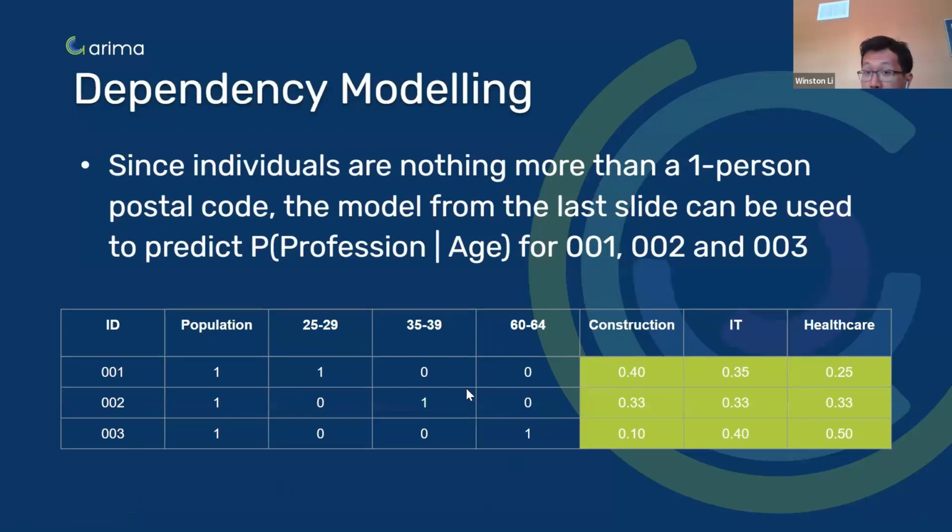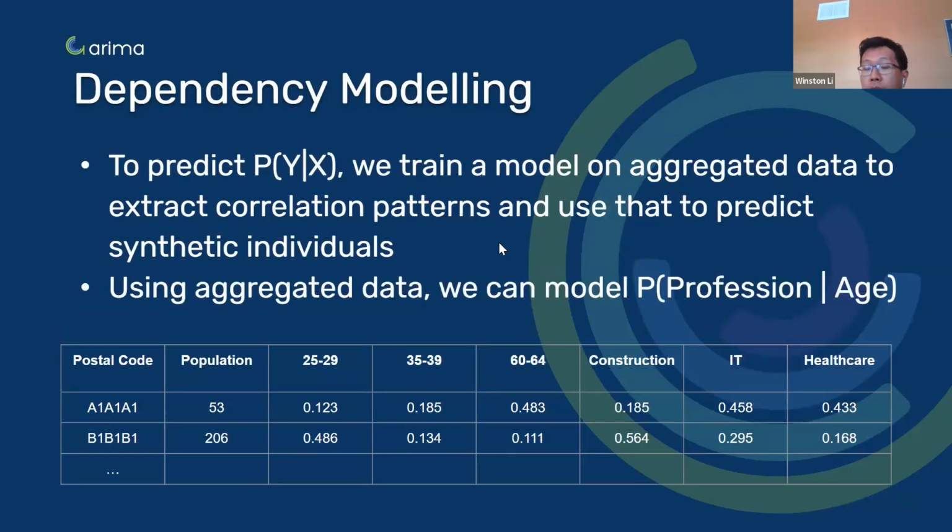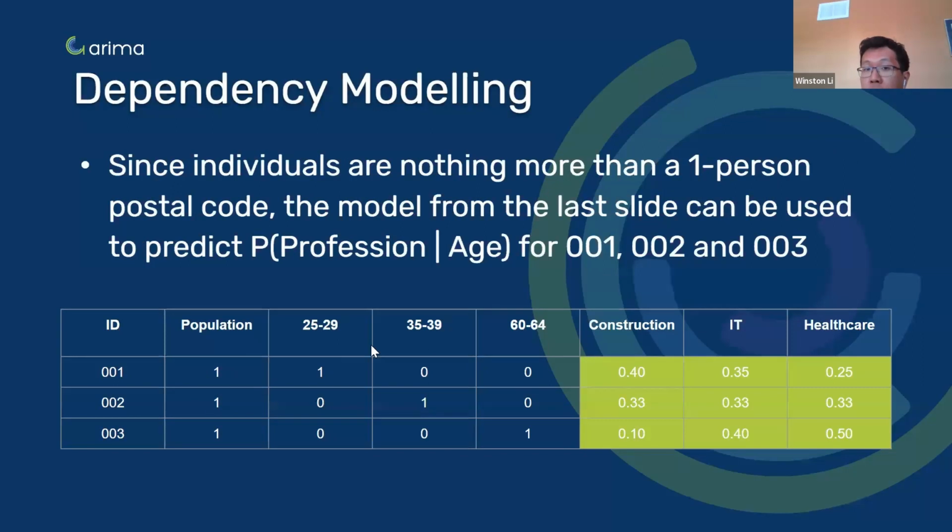Now, when we have this information, we can actually start making a prediction. Remember, we learned the pattern. We learned from working with postal code level data the relationship between the distribution of age in a postal code and the distribution of profession in that postal code. So now we have 3 individual one-person postal codes with their age information. We can make a prediction.